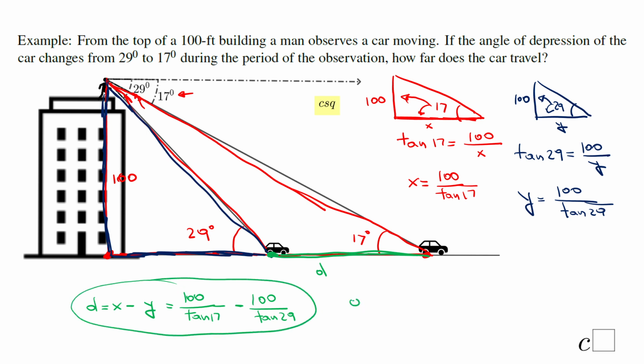Now let's do an approximation in the calculator. So we have 100 divided by tangent of 17 minus 100 divided by tangent of 29. I end up with 146.6. I'm gonna round it to the nearest foot, so I'm gonna say 147 feet if you round to the nearest foot.